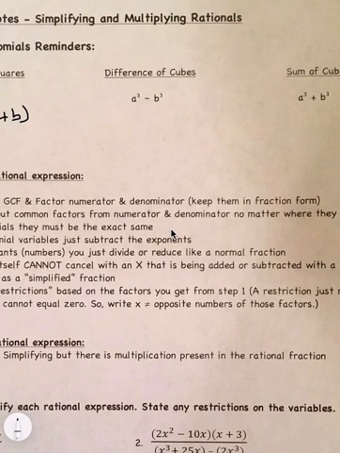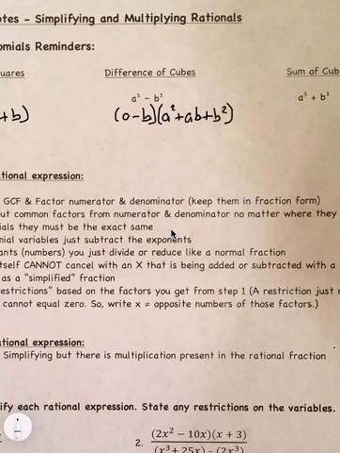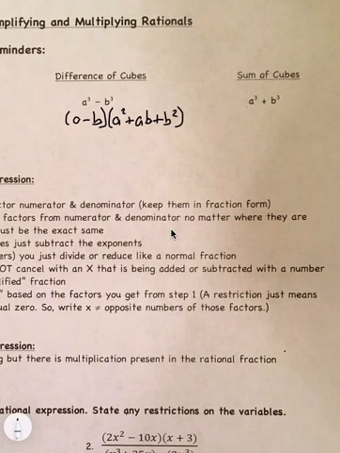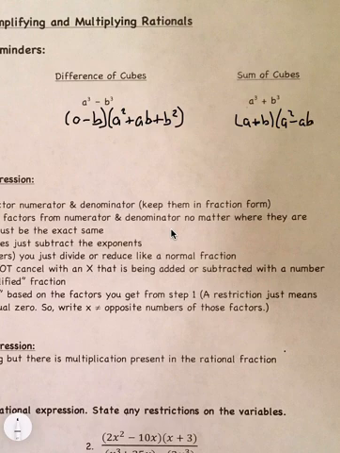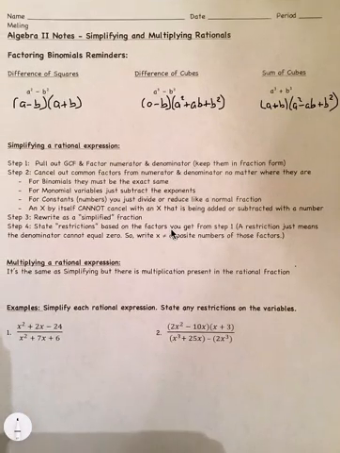The difference of cubes, so if you remember, a minus b times a squared plus ab plus b squared. And then the sum of cubes is a plus b times a squared minus ab plus b squared. So we just kind of need those formulas in the back of our heads. It'll help us out. It'll make things quicker.